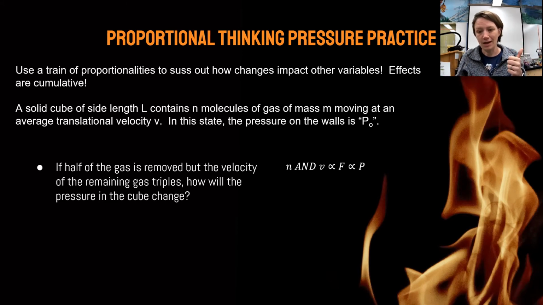So halving N is going to halve F, which is going to halve P, but tripling V is going to triple F, which is going to triple P. So my net result is that we tripled and halved, and we're left with basically 3/2 of the original pressure as our final pressure. So you can see we made this train of reasoning to come up with our net result using proportionality.